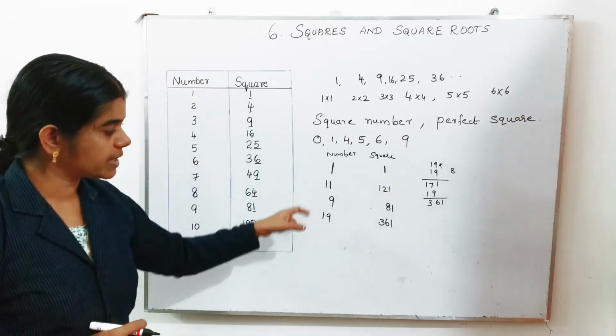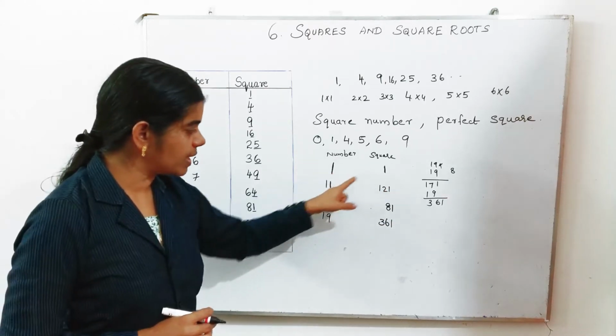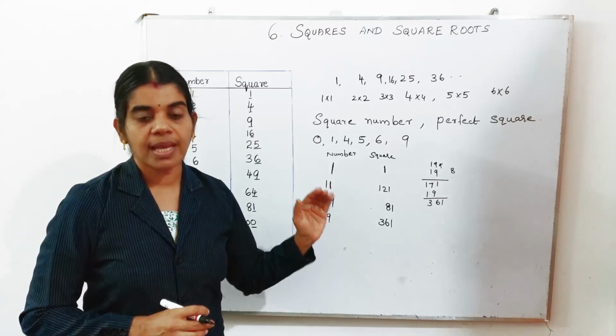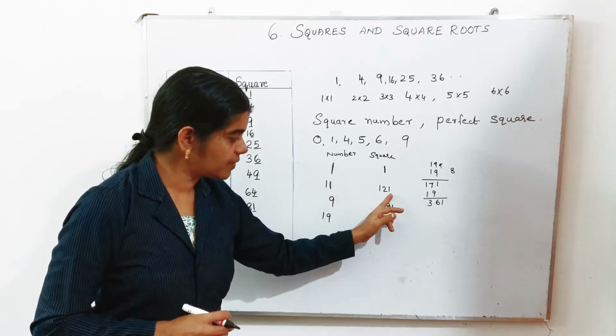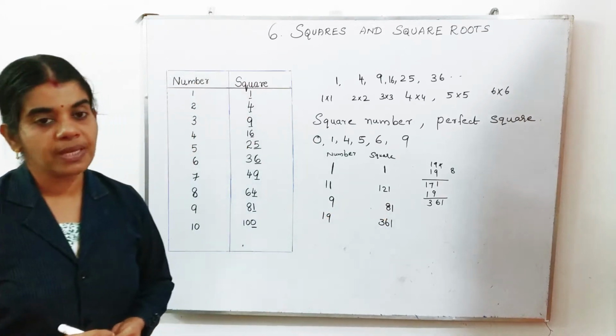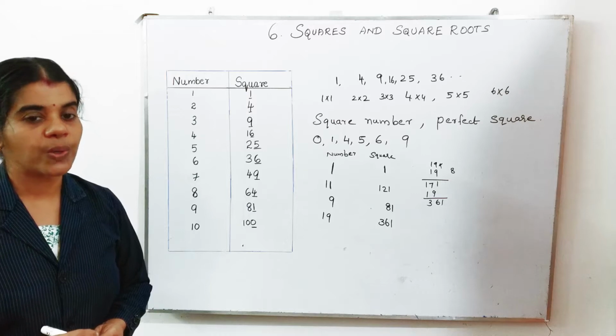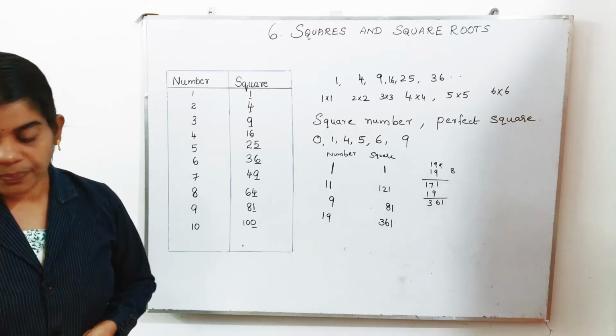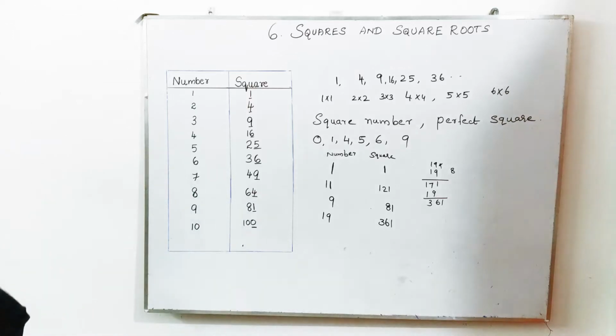How can we identify this? 1 into 1, you are getting 1. Here 11, take the unit place number 1. Again 1 into 1, it is ending with 1 itself. 9 into 9, 81. Therefore, if a number is ending with 1 or 9, its square will end with 1 itself.